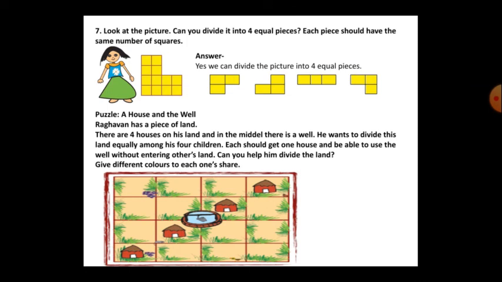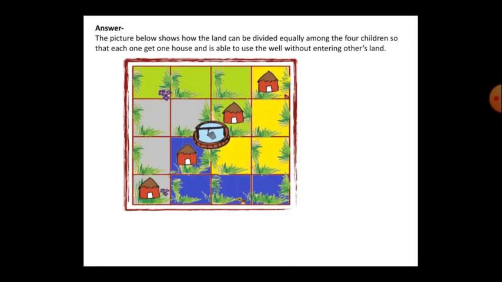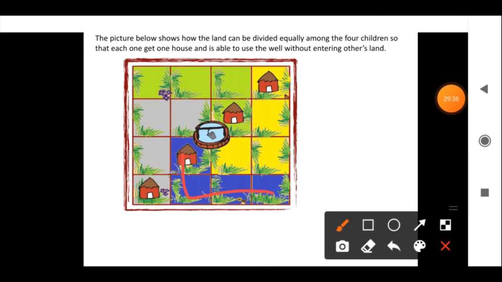Give different colors to each one. See, like this houses are there, the well is in the middle. So how can they take it without entering other land? The picture below shows how the land can be divided equally among the 4 children, so that each one gets 1 house and is able to use the well without entering other land. See, by seeing this picture, by coloring you can observe here. See, different colors you can color it.